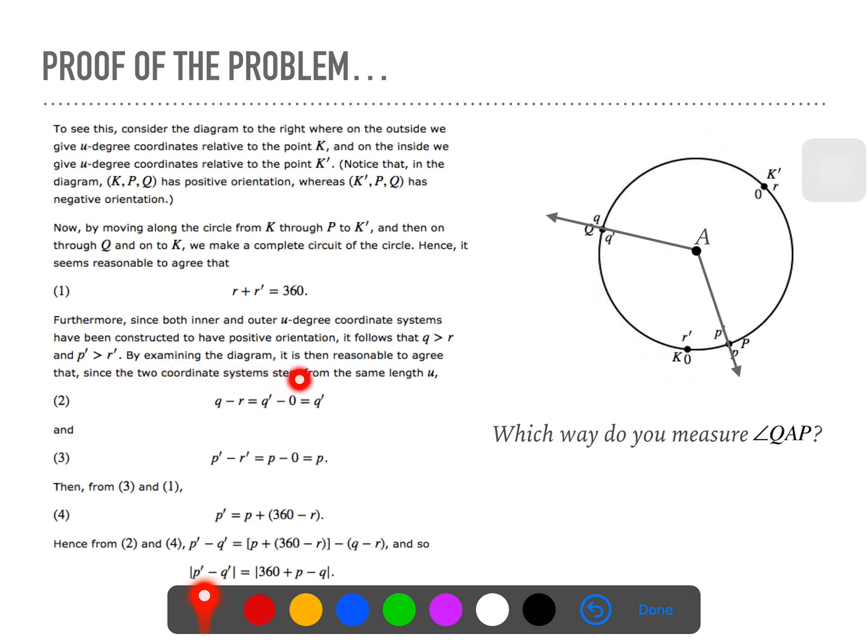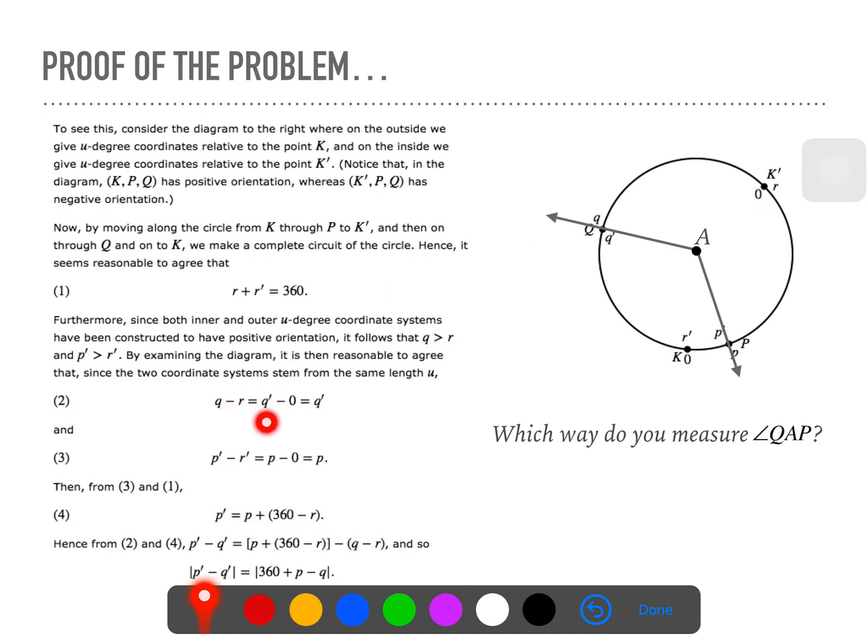By examining the diagram, it is then reasonable to agree that since the two coordinate systems stem from the same length u, Q minus R must be equal to Q prime minus 0, or Q prime. So let's take a look. Here's Q on the outside minus R. That has to be equal to Q prime on the inside minus 0 because it's the same distance here and we're using the same length u.